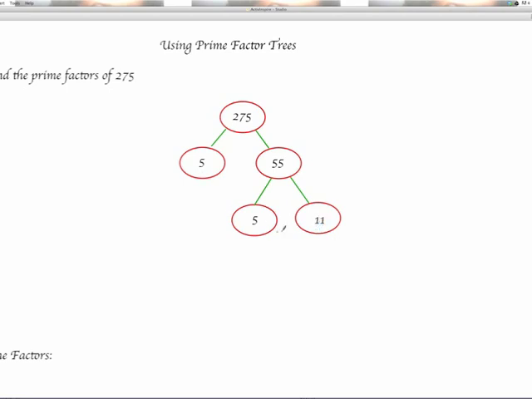Now we have our prime factors, okay? They are all prime numbers. 5, 5 and 11 are all prime numbers. So the prime factors are going to be 5 and 11. And then I'm asked to write 275 as a product of its prime factors. So that's going to be 5 squared times 11. That's just 5 times 5 times by 11.